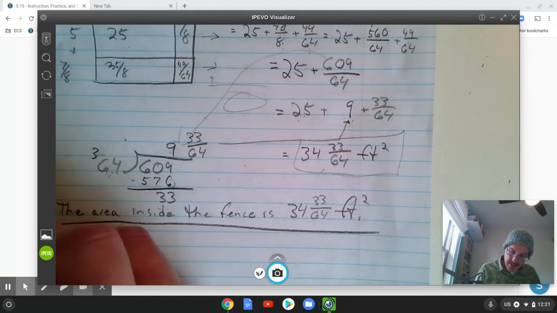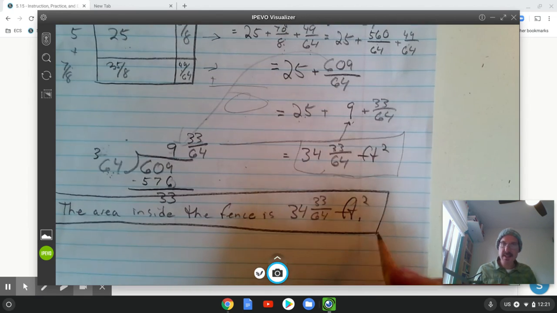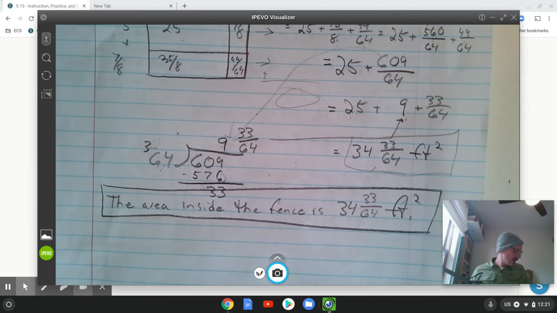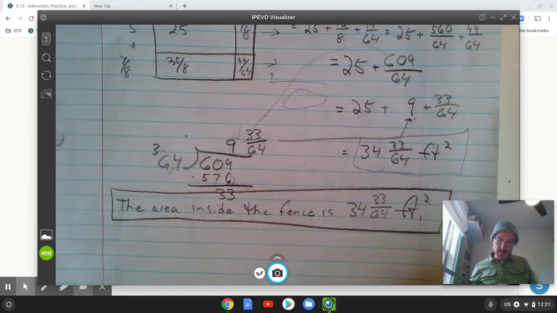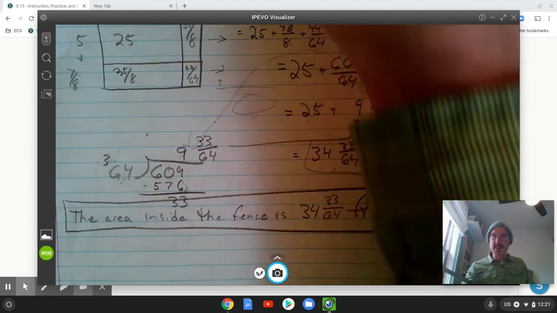And that is a multi-step problem. Should you be able to do it? Yes, you should. All of the arithmetic, all the computational stuff is work that you can do, but no doubt it is a tricky one.